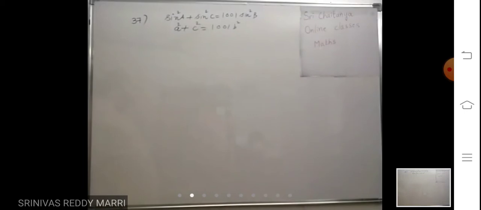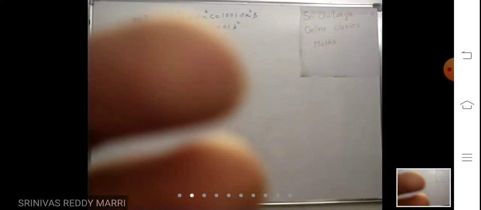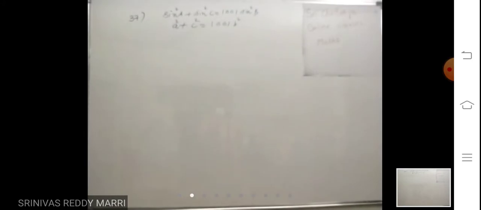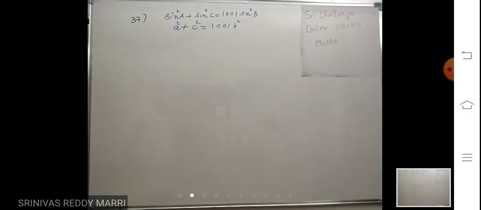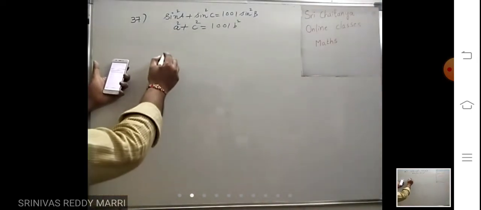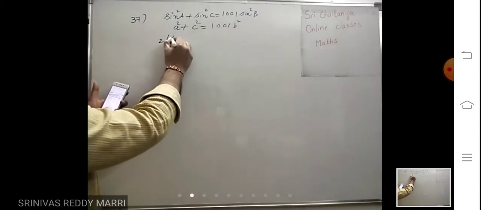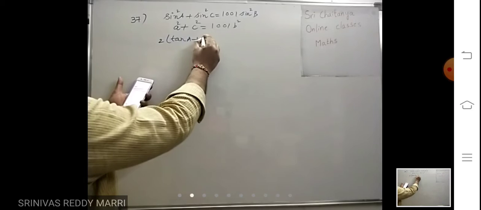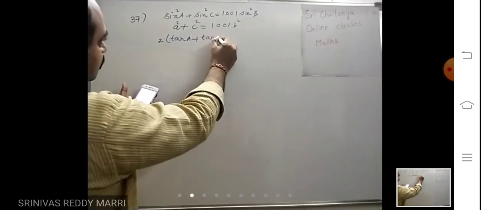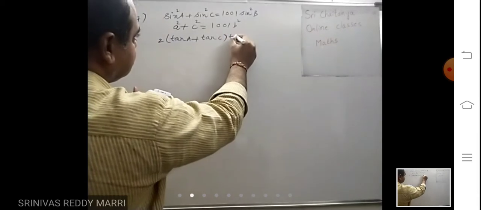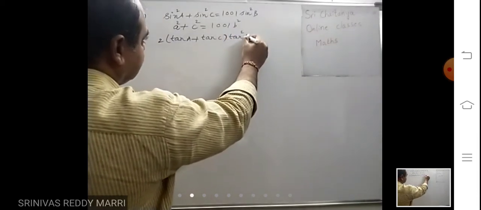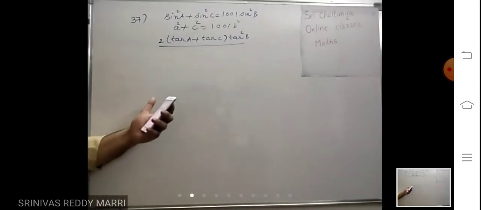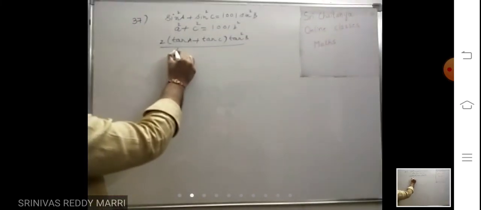Converting into sides. Now look at what he is asking: tan A plus tan C into tan square B. The denominator one is there, tan A plus tan B plus tan C.